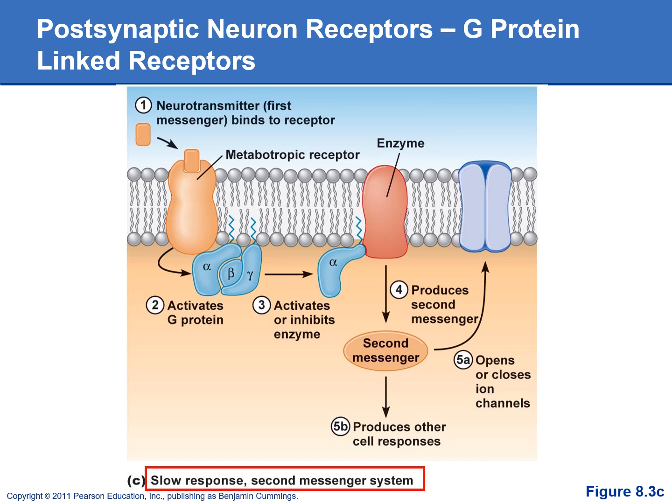So by having the G protein be activated and taking off and opening and closing an ion channel, or turning the enzyme on and making second messengers, that's a much slower response, and so it's not going to be as quick as the ligand-gated ion channels.